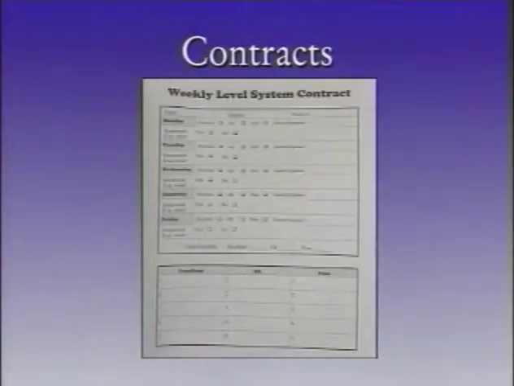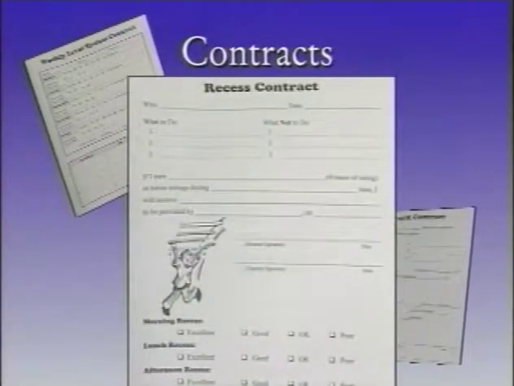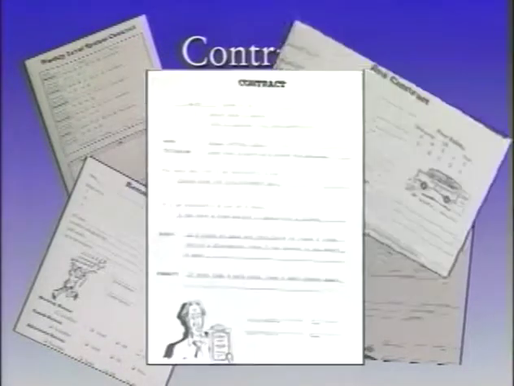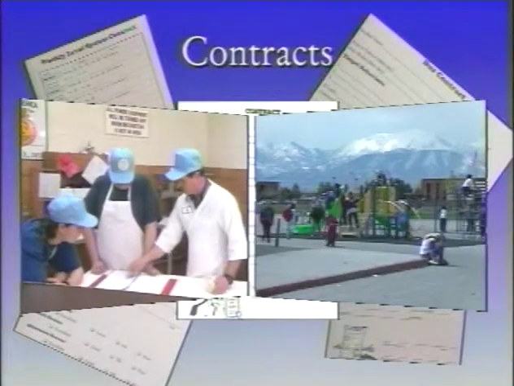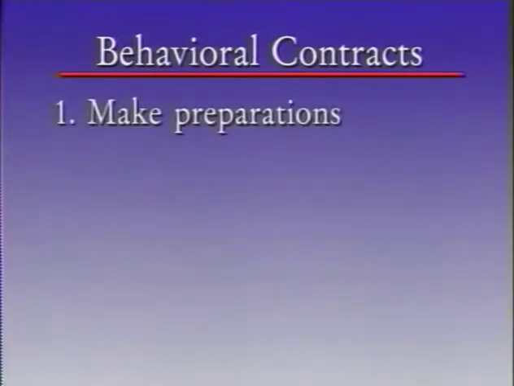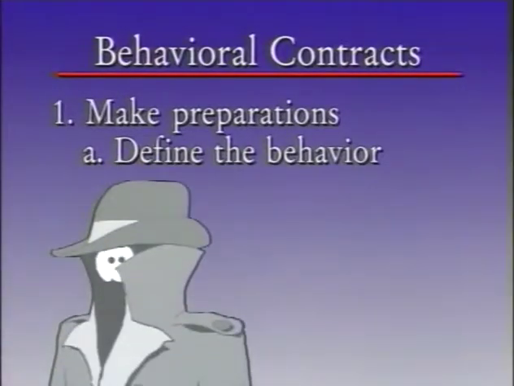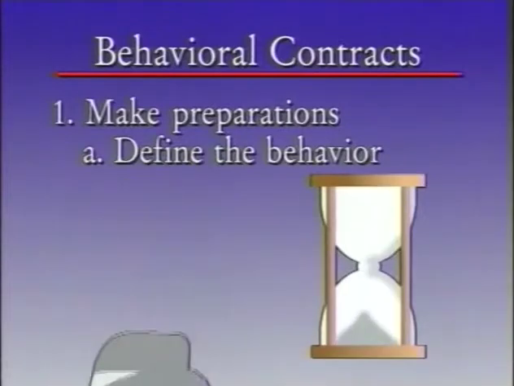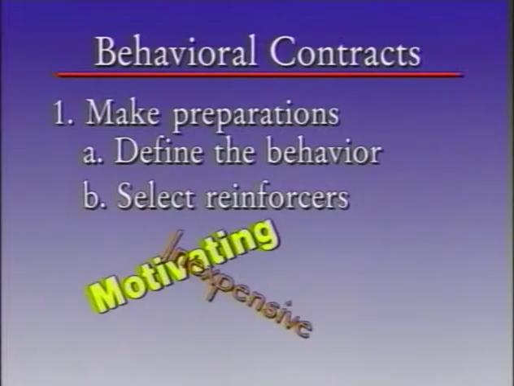Let's review. There are a myriad of options when it comes to designing an effective contract. You can use them to address academic or behavior problems with students of all ages. First, make preparations. Begin by defining the behavior you want to change. Remember, it must be observable and measurable. Next, select reinforcers that are motivating to the student, inexpensive, and require little time.